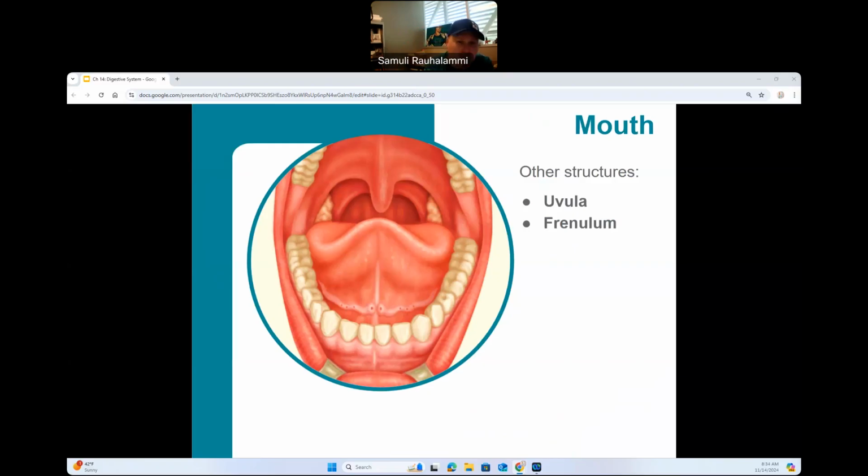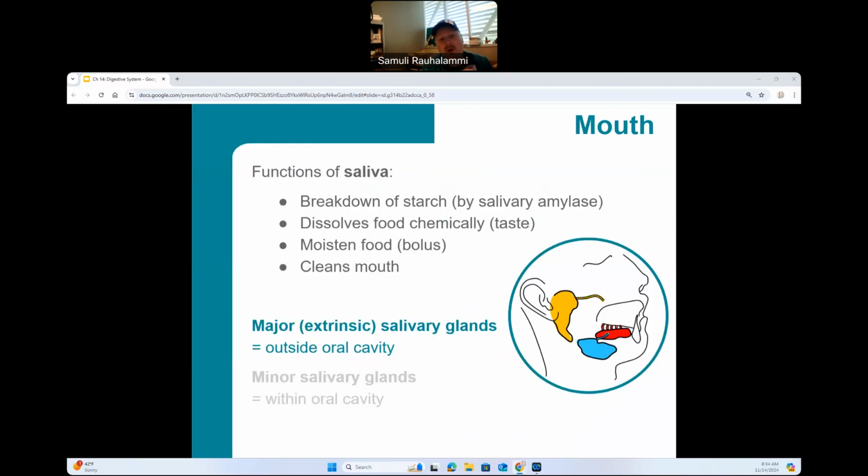As we continue our review of the mouth, I think this is a good time for us to talk a little bit about saliva. Saliva serves many different functions. Saliva contains an enzyme known as salivary amylase, and salivary amylase is responsible for breaking down starches. In addition, saliva has a role in creating the sense of taste that we can perceive.